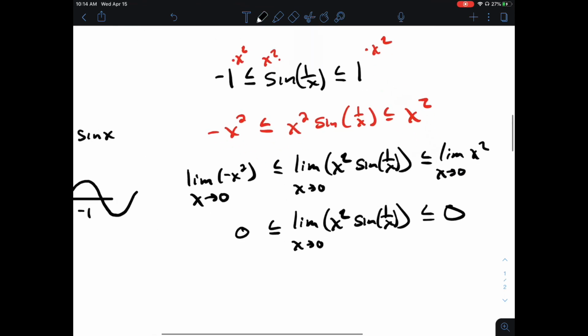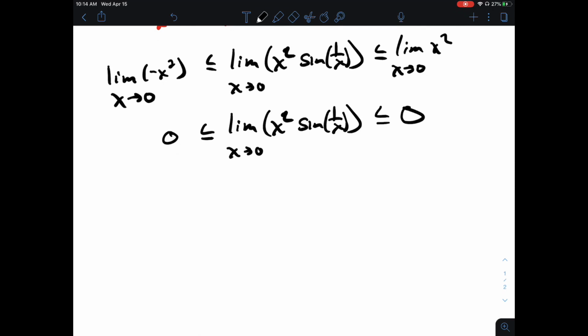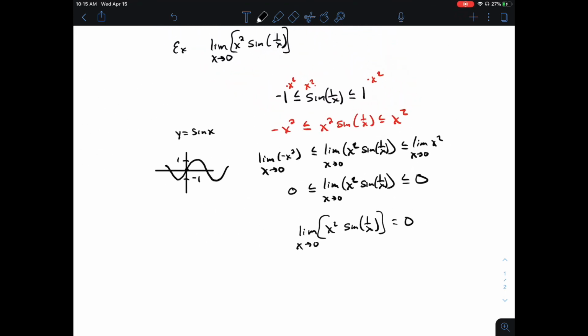And here's the beauty of the squeeze theorem. The two police officers escorting a drunk theorem. Since this is being squeezed together, this limit that we're trying to find in the middle has to be less than or equal to 0, but greater than or equal to 0. There's only one number that exists that's less than or equal to 0 and greater than or equal to 0, and that number is 0. Therefore, the limit as x approaches 0 of x squared times sine of 1 over x is 0.